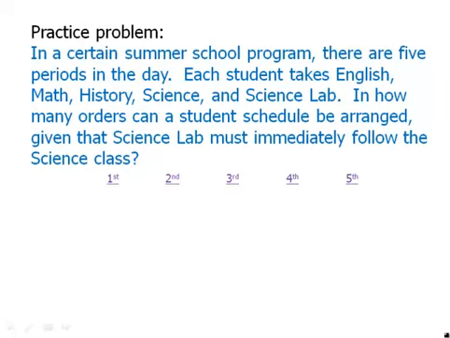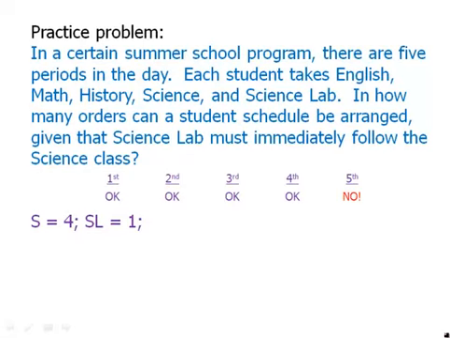Where could the science class fall? That science class, it could fall in the 1st, 2nd, 3rd, or 4th slot, but the science class cannot fall in the 5th slot because then it would be impossible for there to be a lab after it. So 4 slots are okay, but the 5th slot is not possible for the science class. So for science, there are 4 possibilities. And once we pick science, then the science lab, we have no choice about that. It has to come right after science.